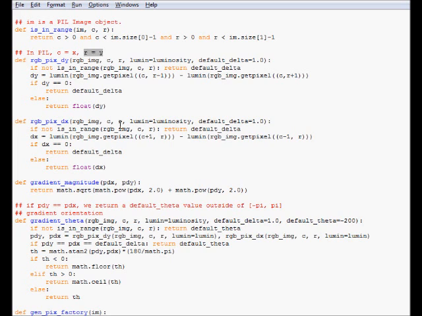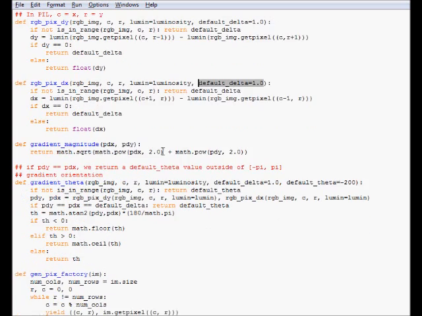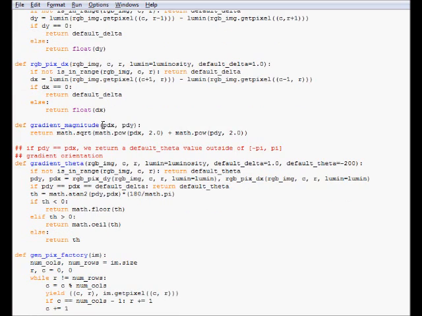neighbors, the upper and the lower neighbor of the pivot pixel at C and R. RGB pix dx does the same between the horizontal members of the pivot pixel. So 2 luminosity values. It doesn't really matter which order we go because we're going to be squaring those values, and if there's no difference, we return a small number so that our A tangent 2 function doesn't misbehave.